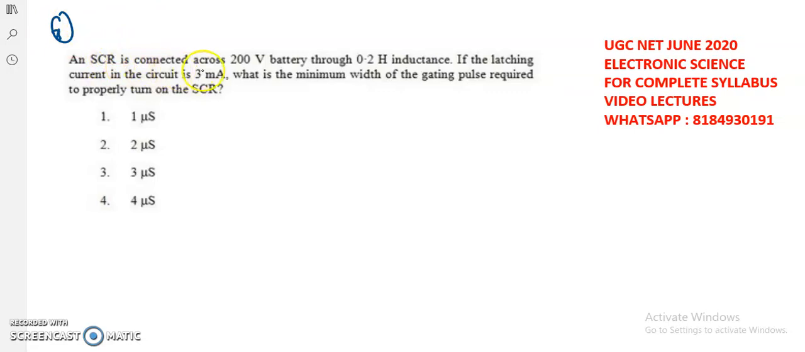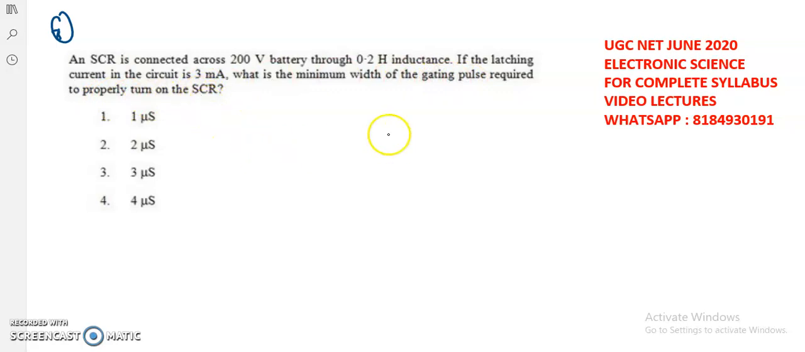An SCR is connected across a 200 volts battery through 0.2 Henry inductance. If the latching current in the circuit is 3 milliamperes, what is the minimum width of the gating pulse required to properly turn on the SCR?